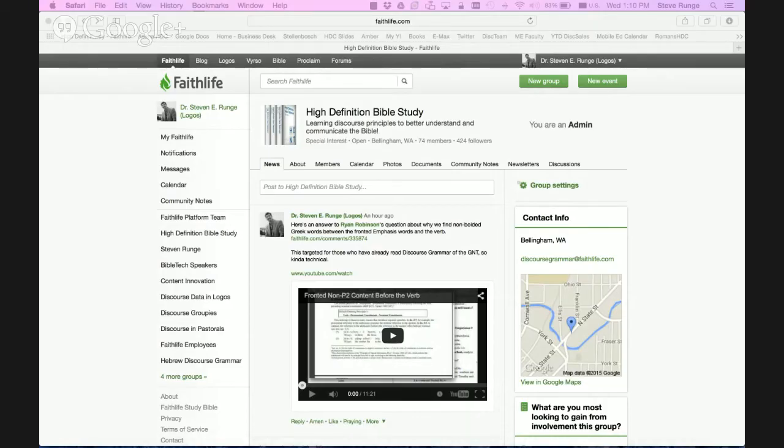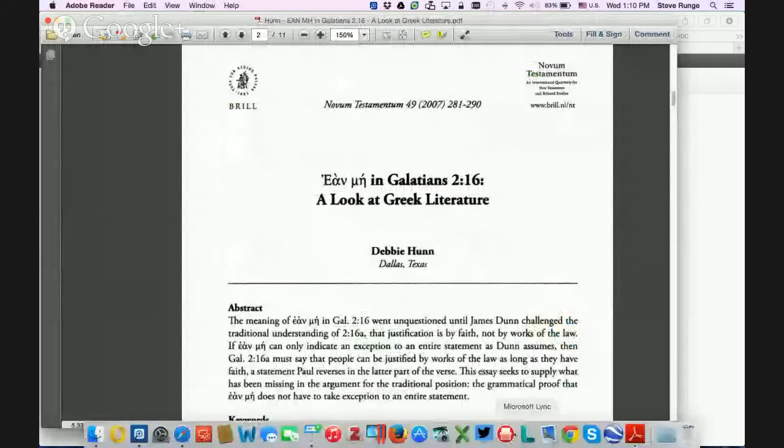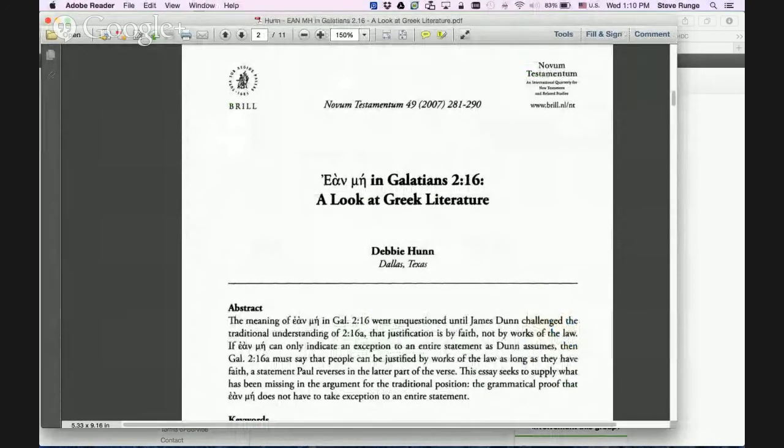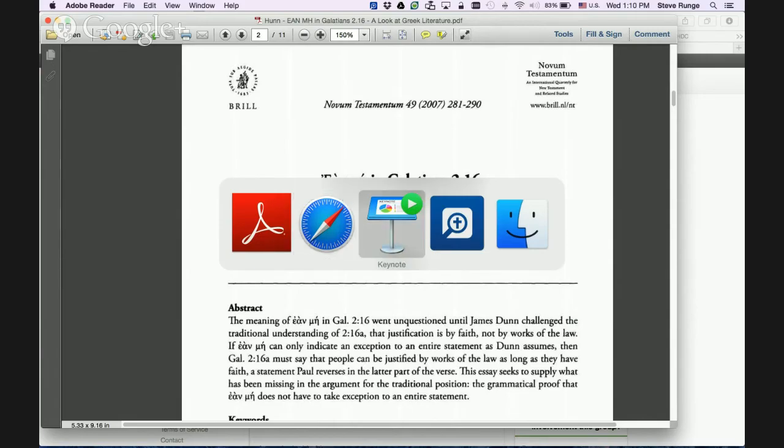So if we were to take a look at an article by Debbie Hunn, this is from Novum Testamentum 2007, you can see the information here. She's basically arguing with a number of others, a number of good scholars, claiming that what's actually happening here is what's called a partial exception, that the entire proposition is not being excepted, but only the main proposition. Essentially this is a grammatical category that's been created that I would say isn't necessary, especially if we look at things from a linguistic standpoint and from a logical standpoint. So let's go on back to the passage.